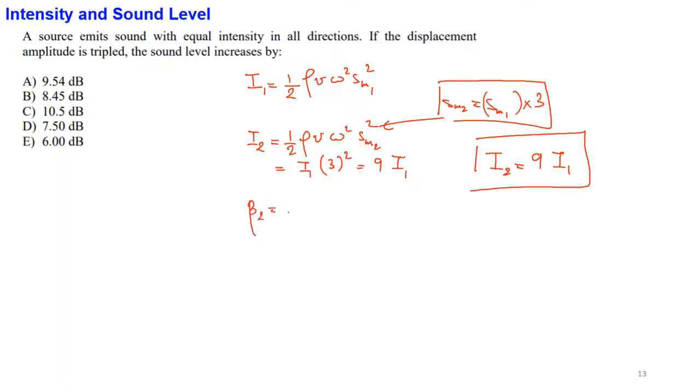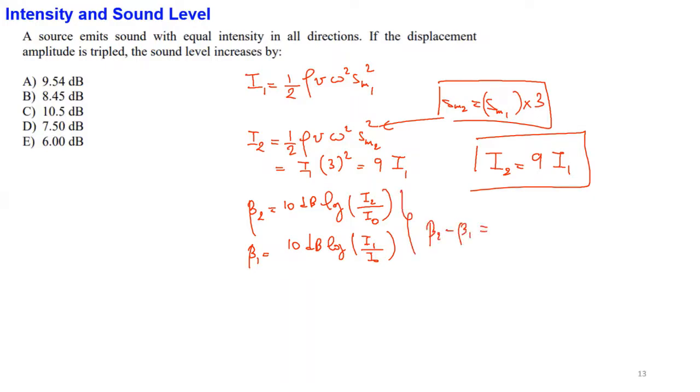So beta 2 will be what? Let's calculate beta 2. It's 10 decibel log of I2 divided by 10 to the power minus 12, which is I0. And beta 1 will be 10 decibel log of I1 divided by I0, which is 10 to the power minus 12. If I want the increase, I just take beta 2 minus beta 1.